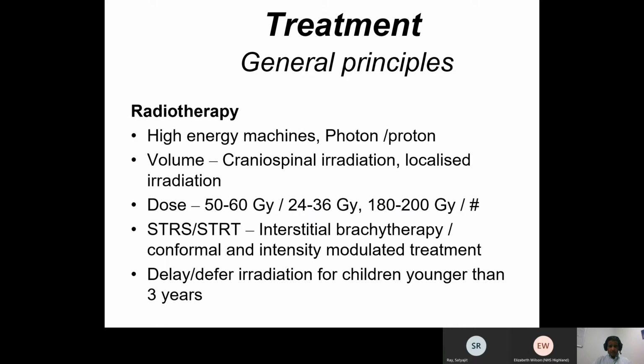And there are some tumors which are very small, which can be treated by stereotactic radiosurgery or stereotactic radiotherapy, interstitial brachytherapy, which can be conformal. Or there is another technique called VMAT, or intensity modulated treatment, which is available in Beatson as well now. And for stereotactic radiosurgery, we used to send them to Sheffield. In general, radiotherapy should be avoided for children under the age of 3 years because of developmental concerns to the brain and damaging effects.